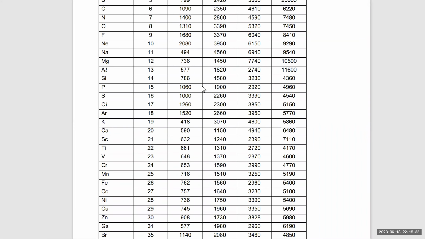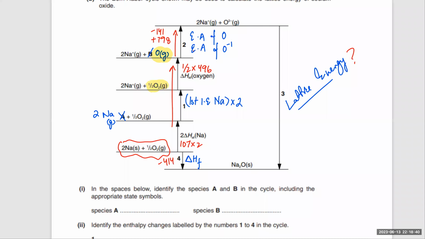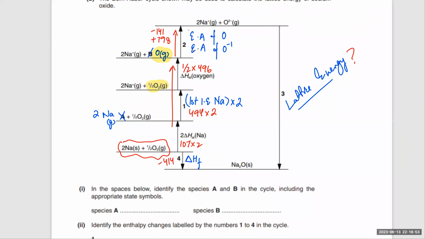So sodium's 494. That's over here. So this one is 494 times 2. So the only thing that's left is to calculate the lattice energy. So what is the rule that one path is equal to the other path? So here's your one path, and this side over here is your other path. So you can just equate them, and basically this arrow goes in the opposite direction.